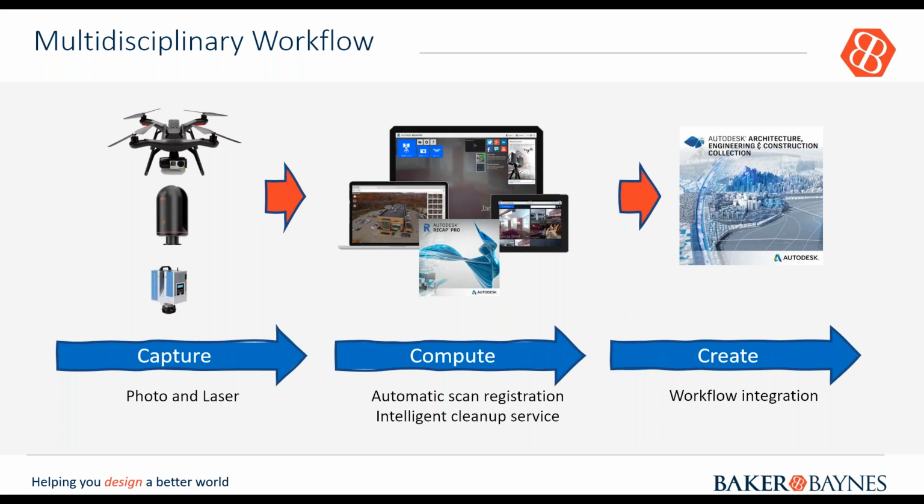So you'll do the capturing using photo and laser technology, whichever one is applicable. Thereafter, you'll take the scan that you have on the machine, and then we'll process it using Recap Pro. Recap Pro will take that raw data, process it into a 3D model, and then after that, you can import it into your authoring software like Revit, Civil 3D, Inventor, and so on.